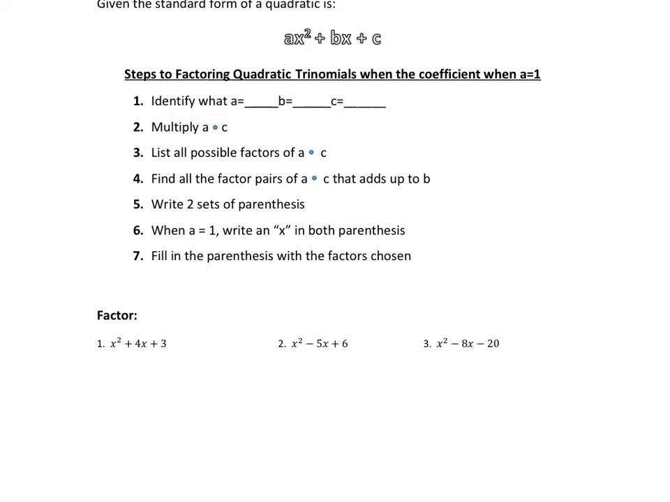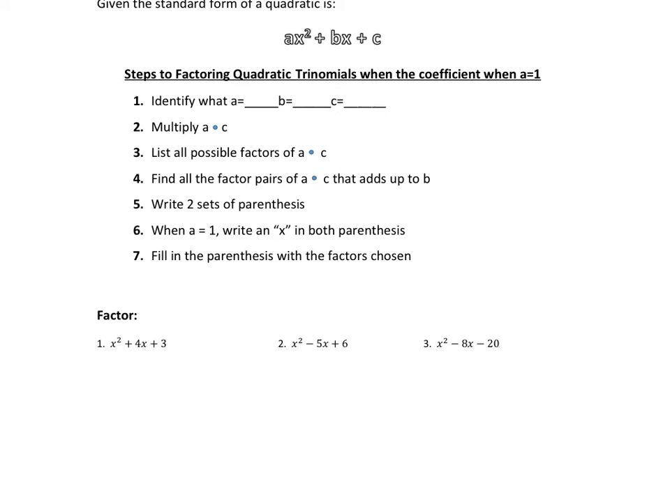Hi everyone. Today during class, we started our first lesson on factoring trinomials. The first lesson is always when a equals 1. I will explain that later, but today is our first lesson. Factoring is a huge part of Algebra 2, so this is the beginning of a really important lesson.